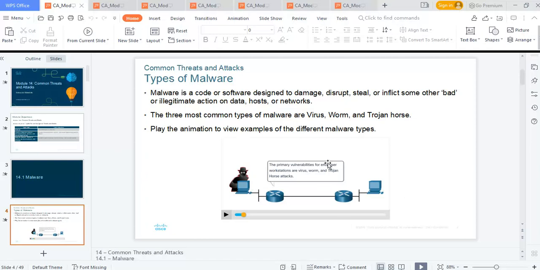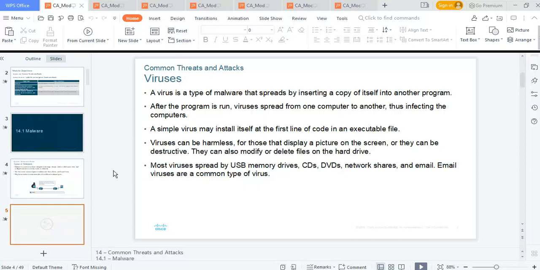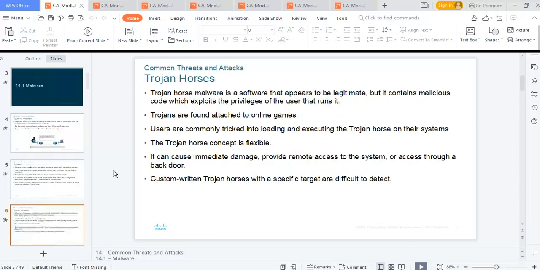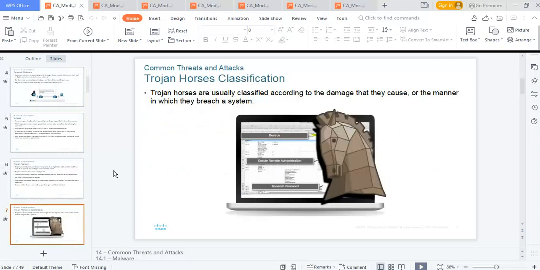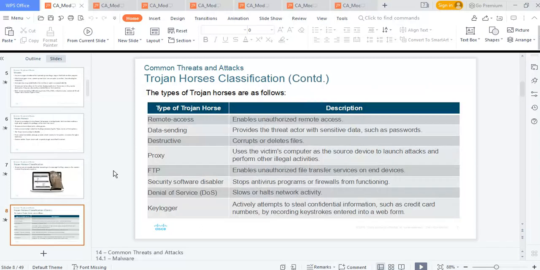Now, it's important that you get to the Cisco LMS and watch a very short video that simulates and discusses this. So this is virus, this is Trojan, and the types. They can be classified based on how they operate, what kind of data they transmit, or if they operate in the background to steal information and the rest. So this is all about it.